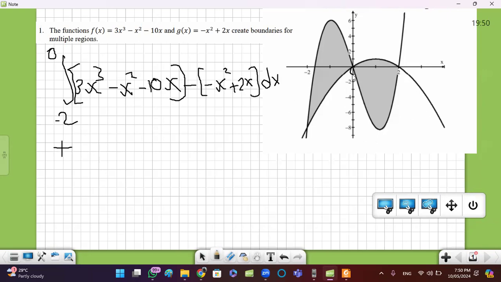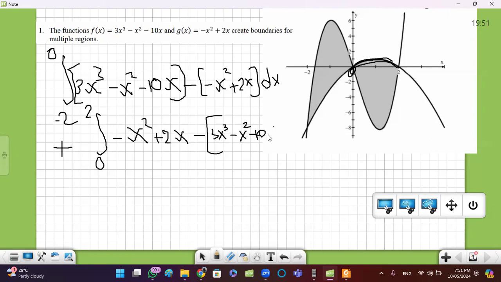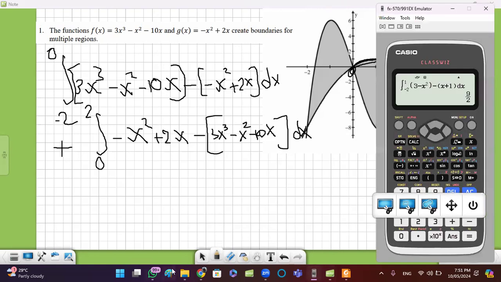Where is the second part? From where to where? From 0 to 2. So which one is above? The negative x^2 plus 2x. Negative x^2 plus 2x. So minus all of this: 3x^3 minus x^2 minus 10x, dx. Is that clear?